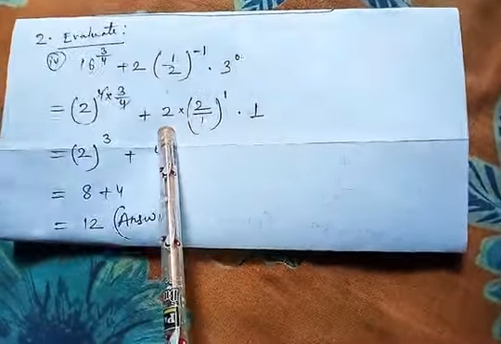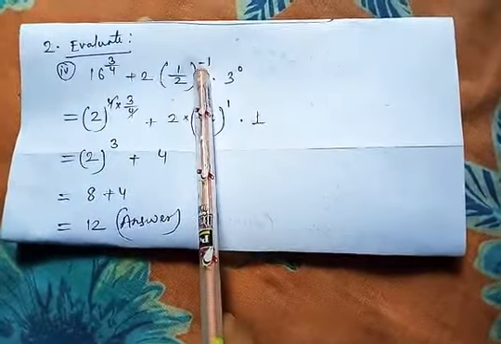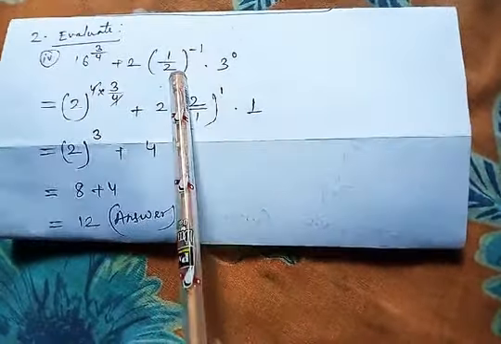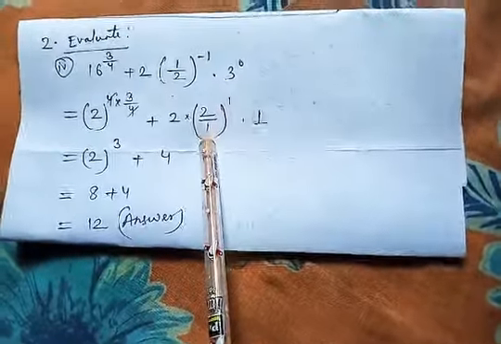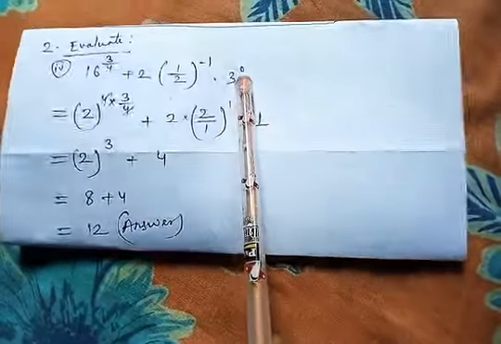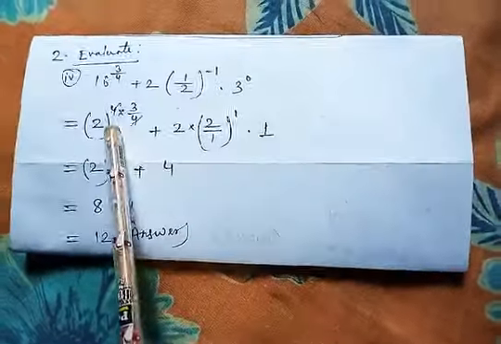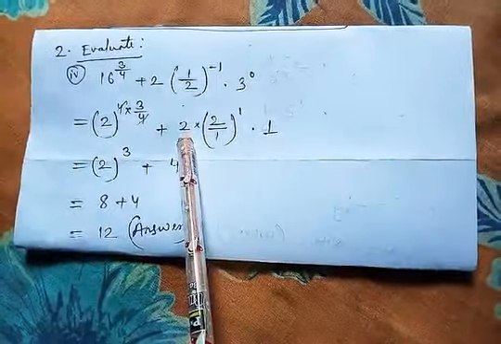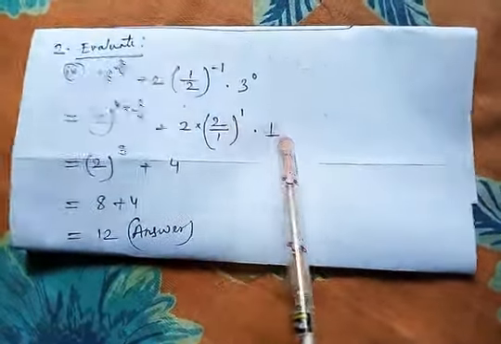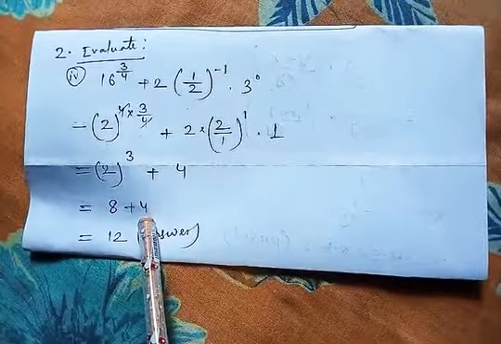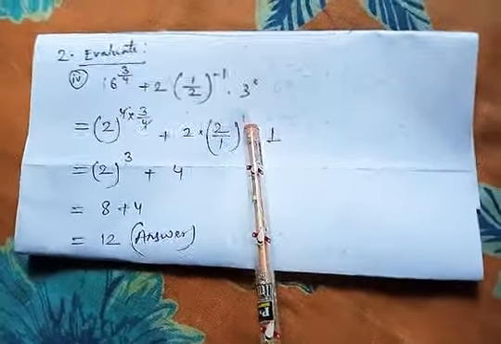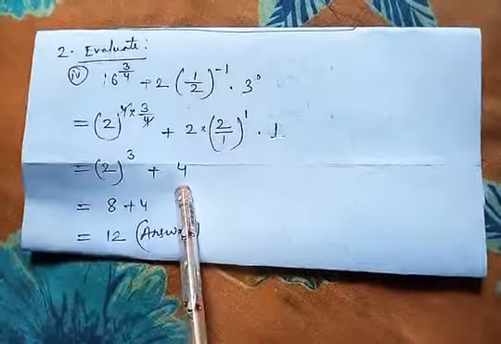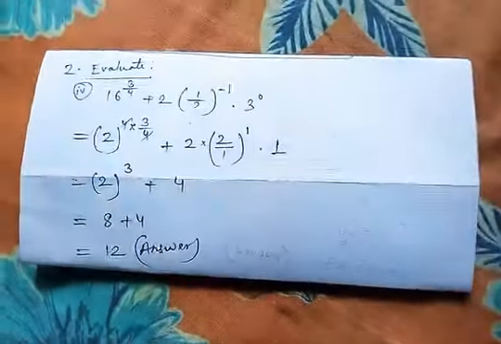Now plus 2 into, as you know, negative power. To make it positive, we interchange. 1 by 2 becomes 2 by 1 and the power becomes positive, and anything power 0 is 1. And 2 cube I can write as 8, and 2 2s are 4, 4 1s are 4. The same 4 I write here, because power 1 has no value. 8 plus 4 is 12.